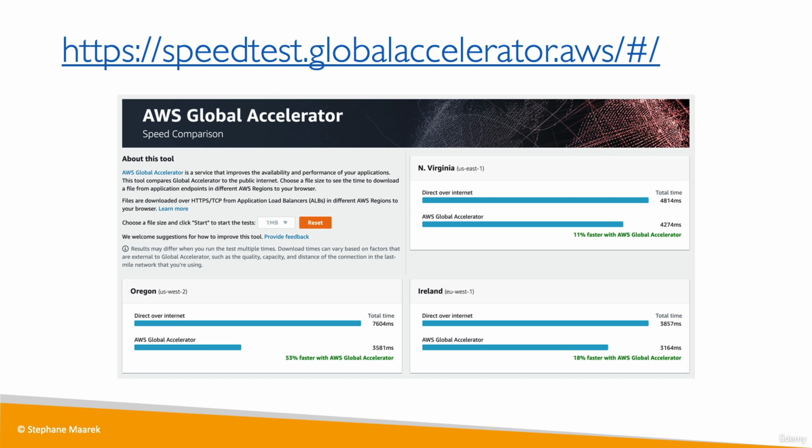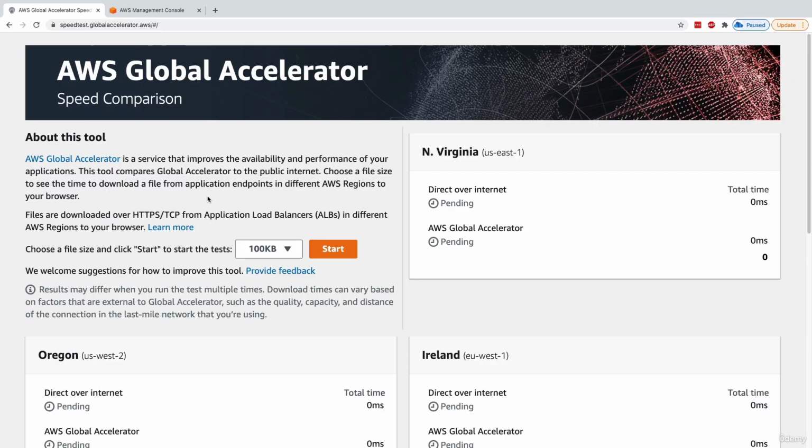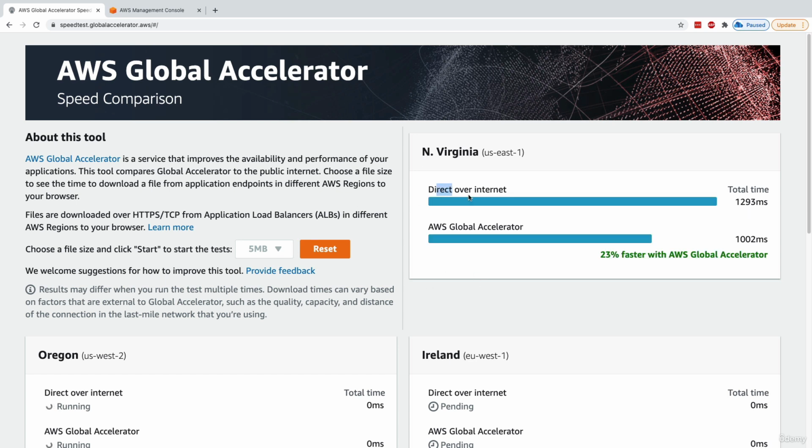So I'd like to show you a small tool which allows you to do a speed comparison for AWS Global Accelerator. This is a speed comparison tool which allows you to see if Global Accelerator makes a difference compared to the public internet. Let's do a test of 5 megabytes. What this is going to do is to try to upload a file of 5 megabytes or download it as well, in different regions around the world, regardless of if it's going over direct internet or Global Accelerator. And so it does it region by region.